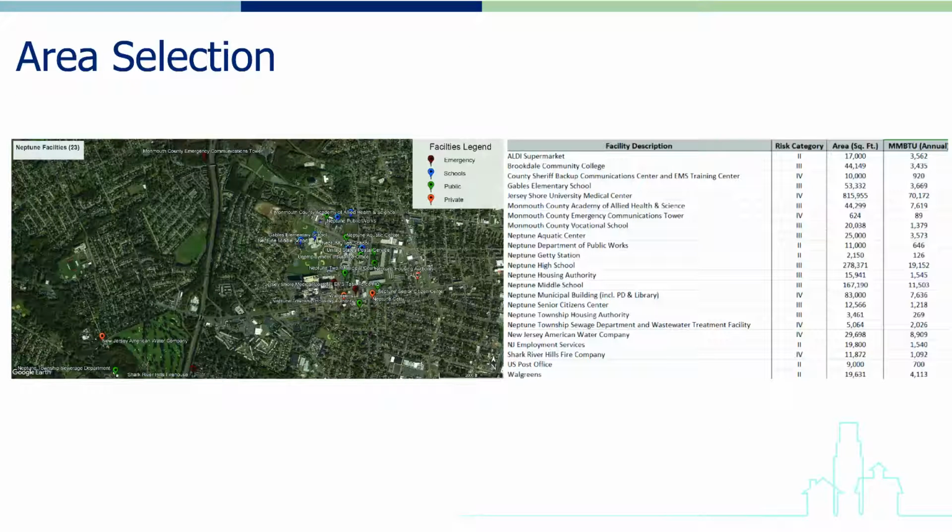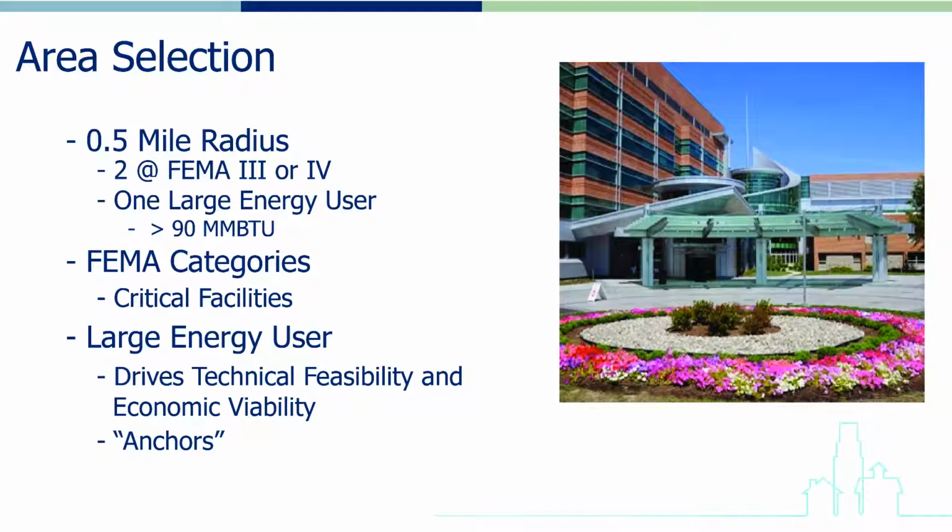Area selection begins by combining the information contained on the master spreadsheet with the information depicted on the map. A good rule of thumb to start the process is to identify areas where at least 2 FEMA Category 3 or 4 facilities are located within a half-mile of each other and within a half-mile of a large energy user, preferably one consuming 90 MMBTUs per year or more. FEMA Categories 3 and 4 help identify critical facilities that will be essential to a community during times when the main electrical grid is down. And generally, the more of these facilities that can be served by a microgrid, the better.